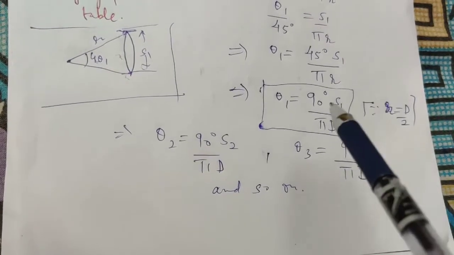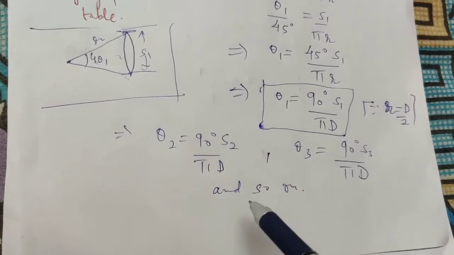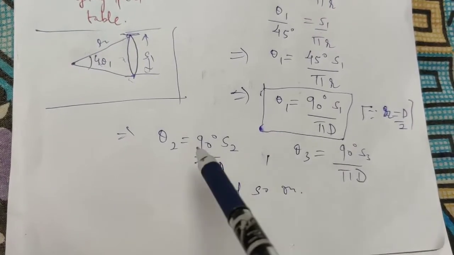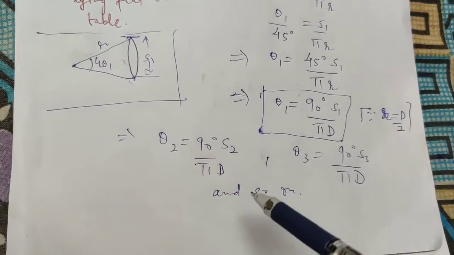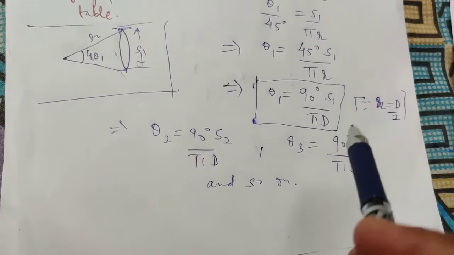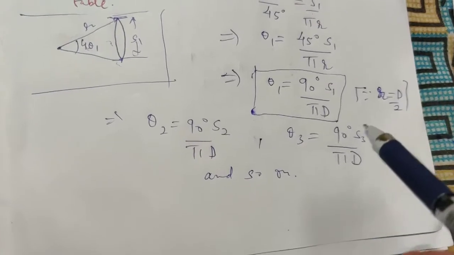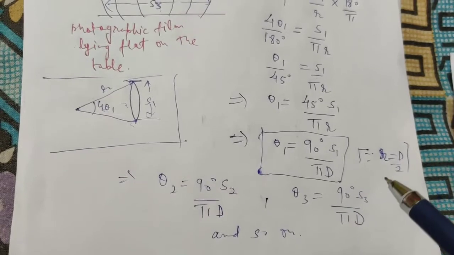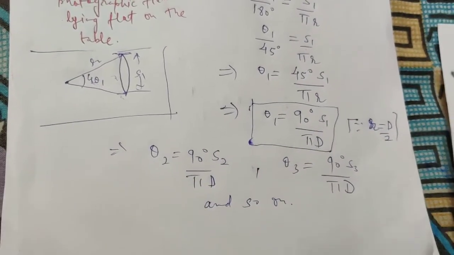Since we have calculated these angles theta 1, theta 2 and theta 3, by using these angles in the Bragg's condition, the distance between the planes of the crystal can be calculated. So the interplanar distance can be calculated, and by using that interplanar distance, we can interpret and resolve the crystal structure.